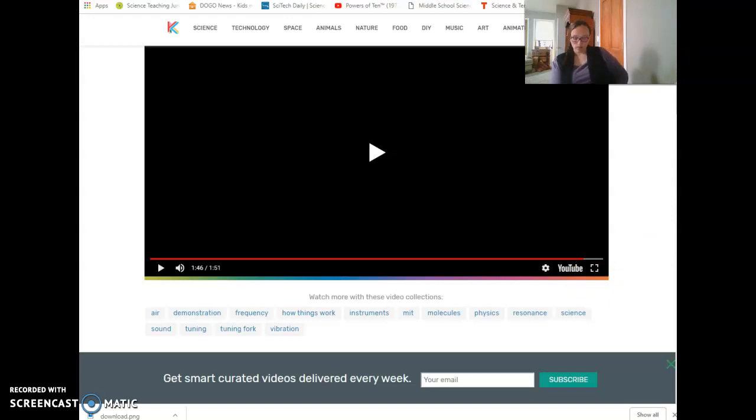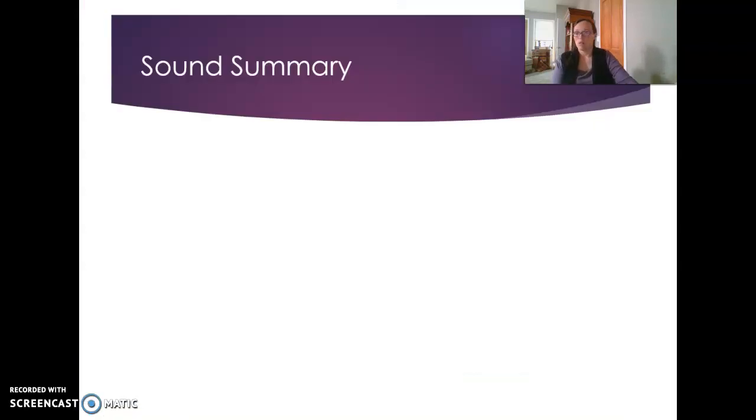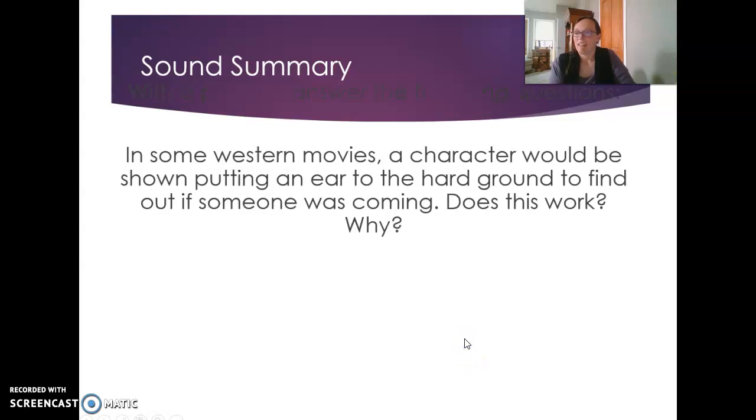So let's do a quick summary of sound and what we know about it. In some Western movies, a character would be shown putting an ear to the hard ground to find out if someone was coming. Does this work? Why or why not? So think about how we learn sound moves and what it moves quickly in and what it moves slowly in, and include at the end of your notes the answer to this question. Would you be able to hear someone coming further away if you put your ear down to the hard ground?